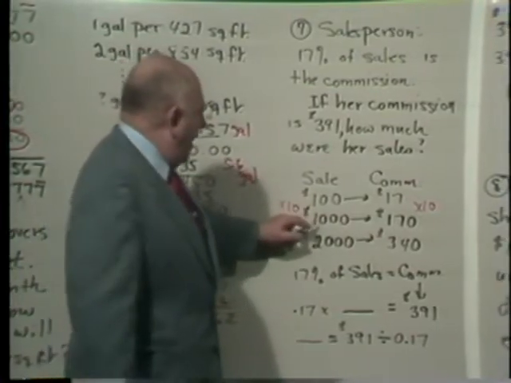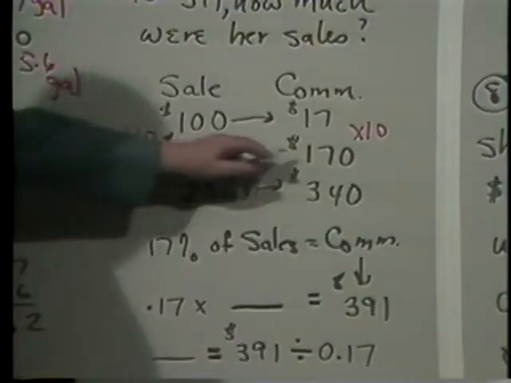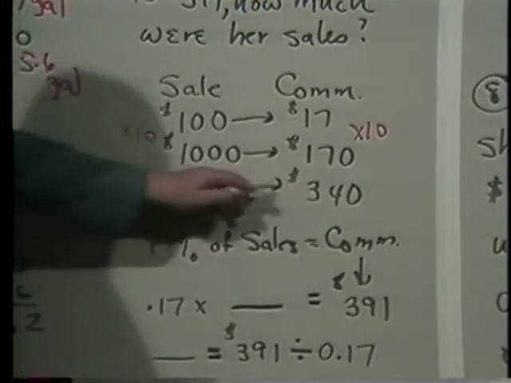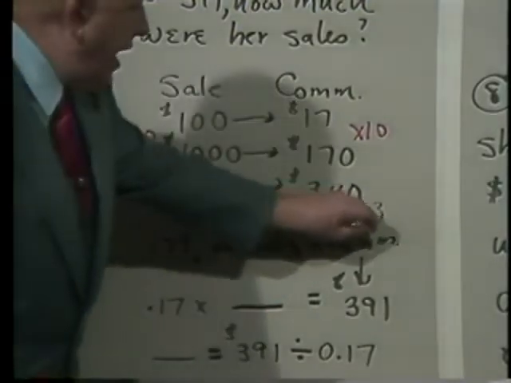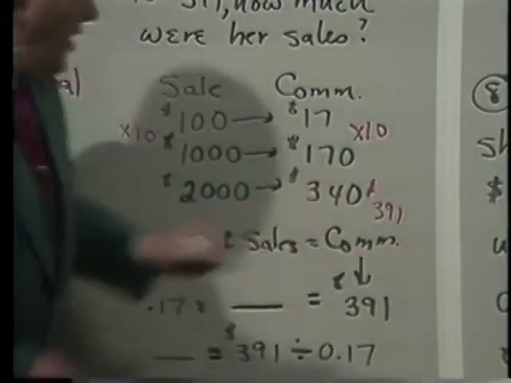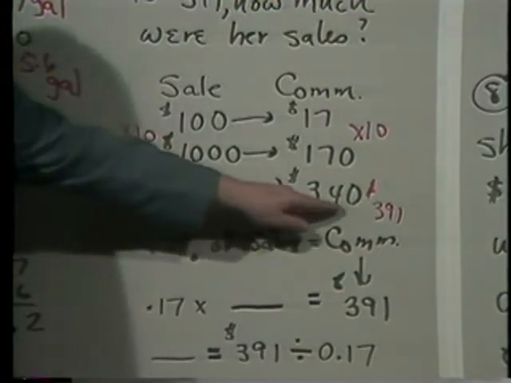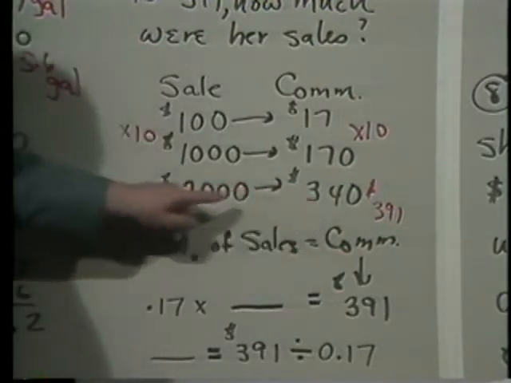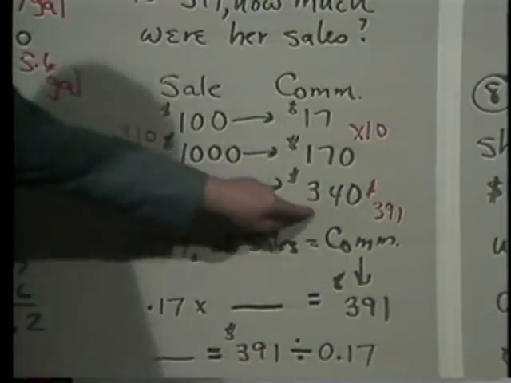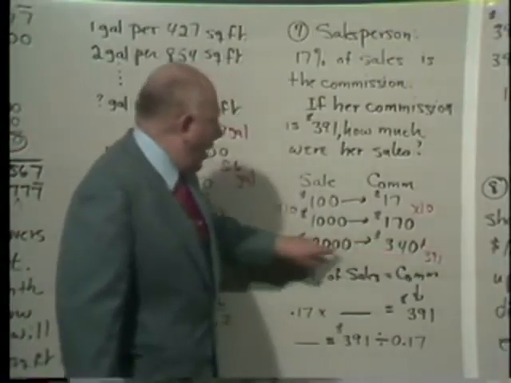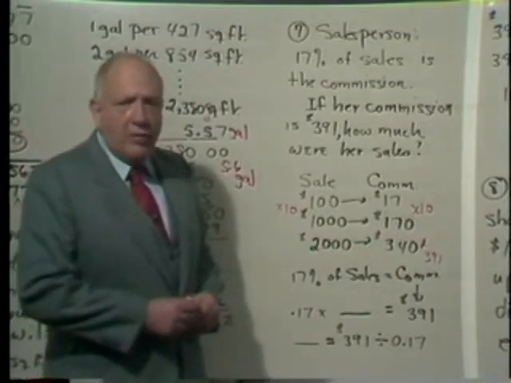At any rate, with $1,000, she'd have earned $170. With $2,000, her commission would have been $340. By the way, in this problem, what was her commission? It was $391. And therefore, even if you don't know how to handle anything beyond this, do you now know that since she would have had to have sold $2,000 worth to make $340, to make $391, she must have sold more than $2,000 worth?